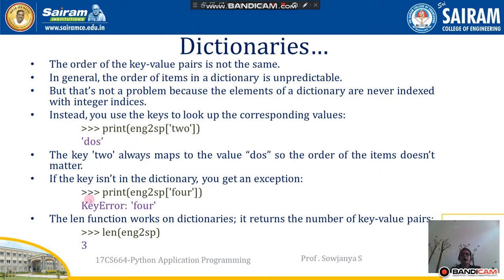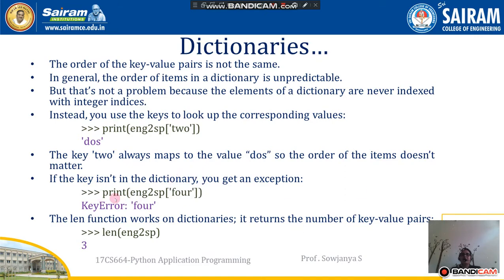Now it says that a key 2 always maps to the value dos, so the order of the items doesn't matter. We are specifying a particular key and it is going to give the value for that particular key. It doesn't matter what the order is. And what if the key is not in the dictionary? You will get an exception or an error. That means if there is no such key in the dictionary, then you will obviously get an error.